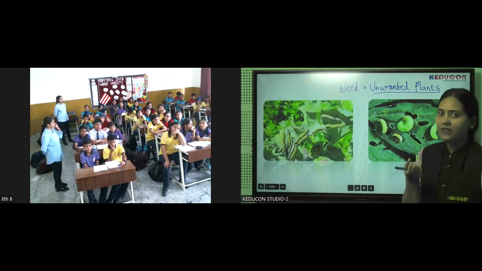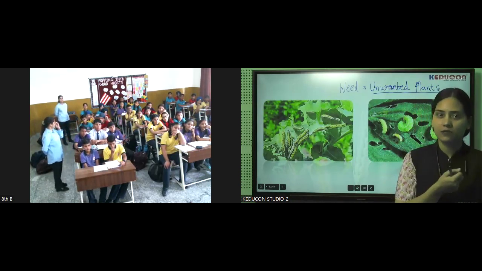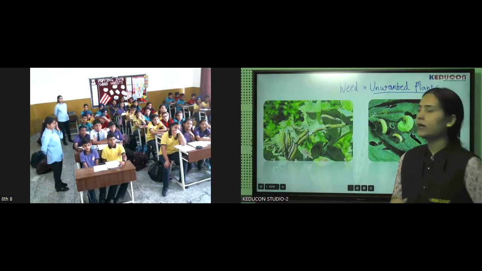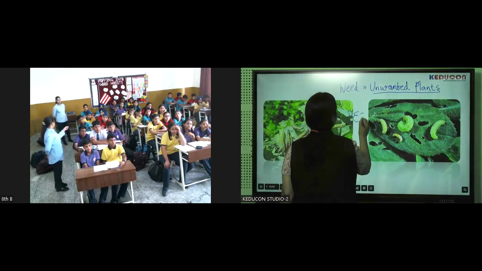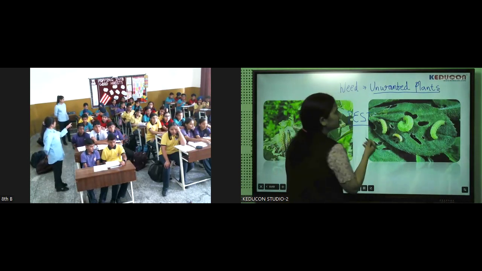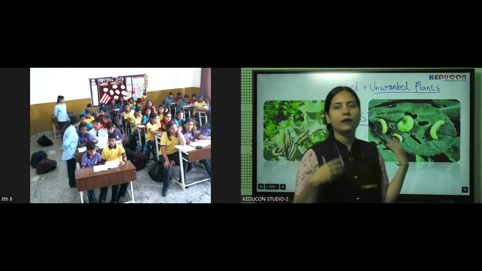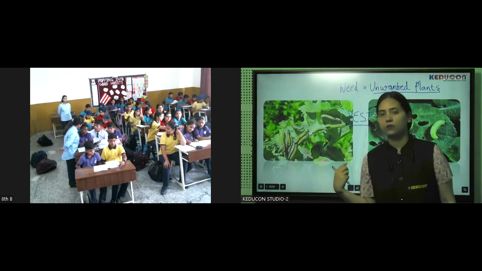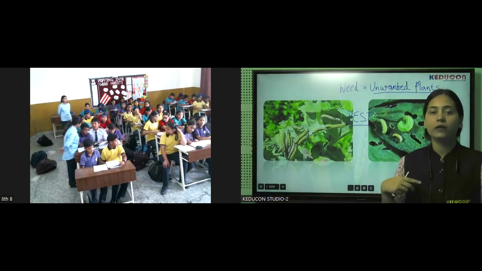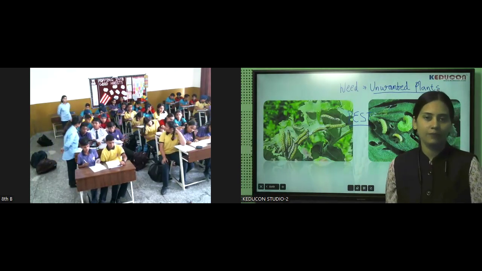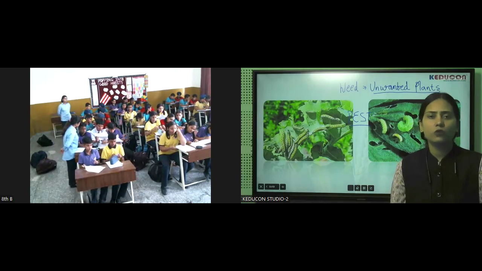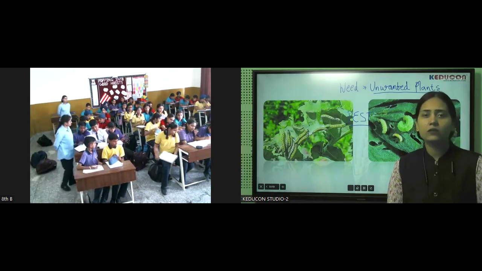So these are insects, or we can call them pests. Write down, these are called pests. And these are basically destroying our crop. Like here you can see on the screen also. They are eating leaves. They can eat fruits, vegetables, everything. So we don't want them to grow on our crop because they are destroying it.